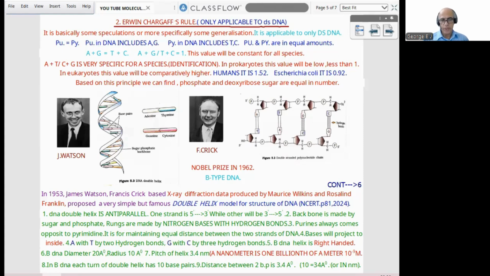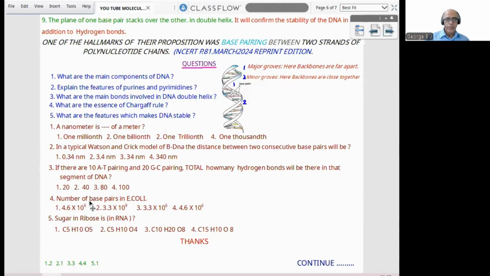Pitch of the helix is 3.4 nanometer. A nanometer is 1 billionth of a meter, 10 raised to minus 9 meter. Then in B DNA, each turn of the double helix has 10 base pairs. So the distance between 2 base pairs will be 3.4 Angstrom, and the total for a double helix turn will be 34 Angstrom. Then the plane of one base pair stacks over the other. In the double helix, it will confirm the stability of the DNA. Then one of the hallmarks of their proposition was base pairing between 2 strands of the polynucleotide chain, NCERT. Then here I mentioned major groove and minor groove. After that, 5 theory questions, 5 NEET model questions with the key.